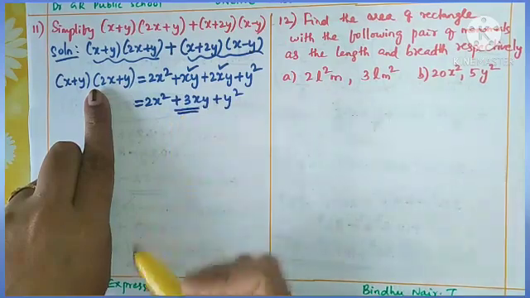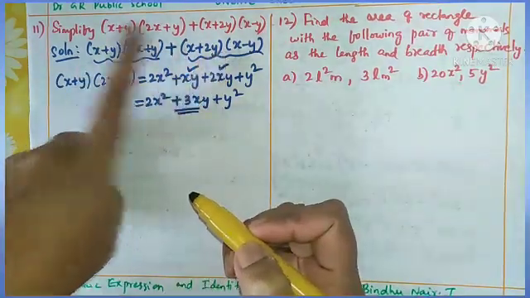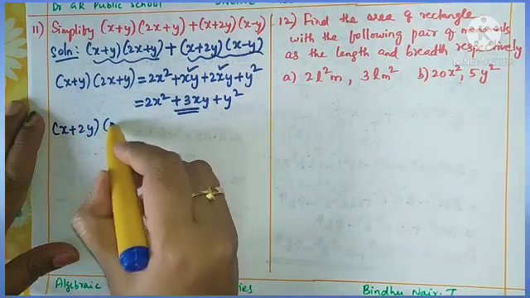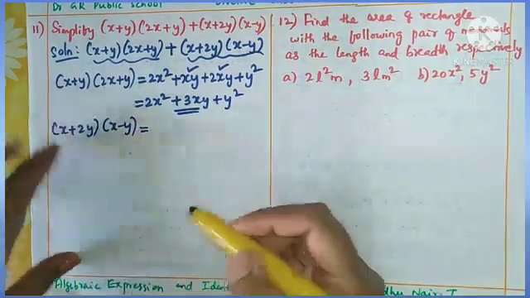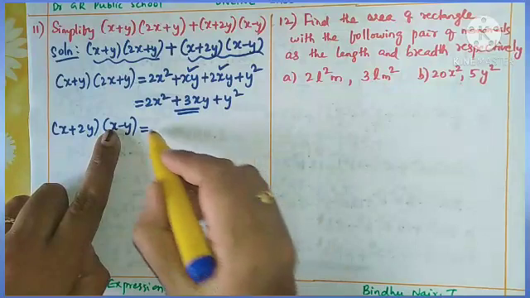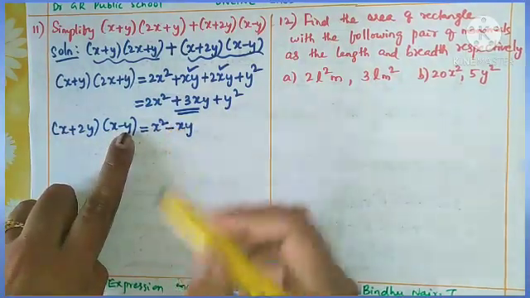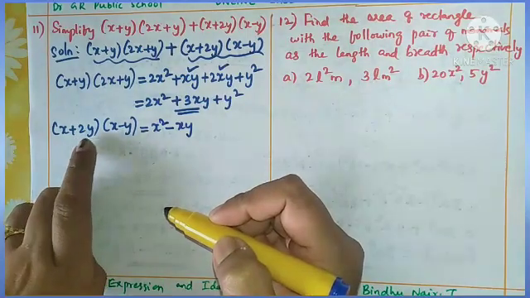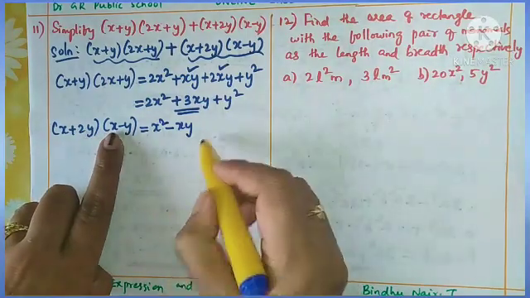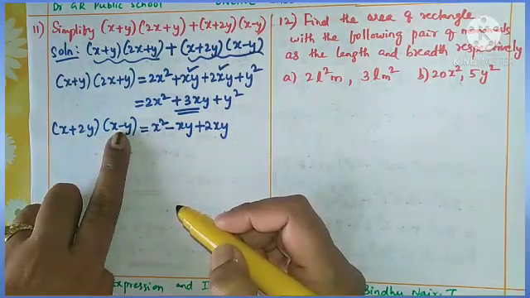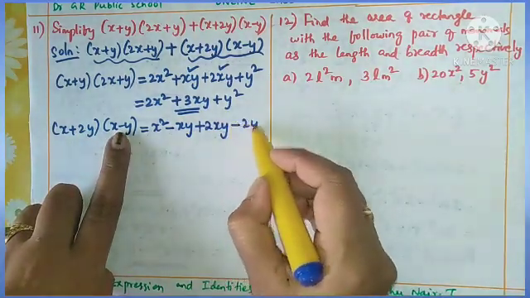So this one answer we got. Now take this second one, (x + 2y) into (x − y). Do the multiplication. First x into x, x square, then x into minus y, minus xy, then 2y into x, that is 2xy, then 2y into minus y, so minus 2y square.